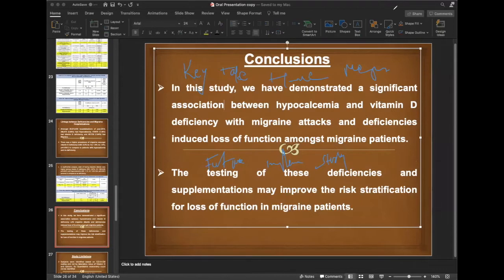So future take home message. So take home message and future implementation of this study, these two lines must be there. If these two lines are there, your conclusion is kind of completed, right? Conclusion is completed.